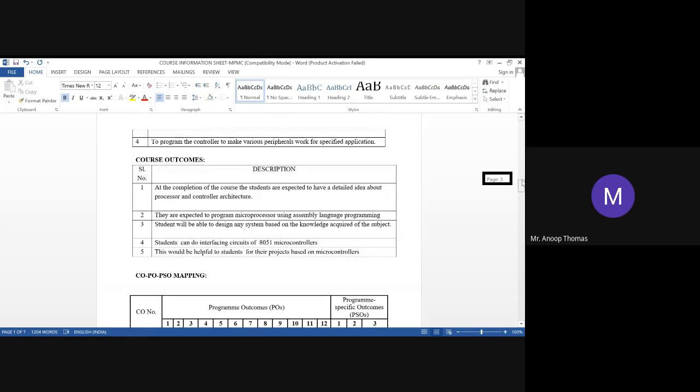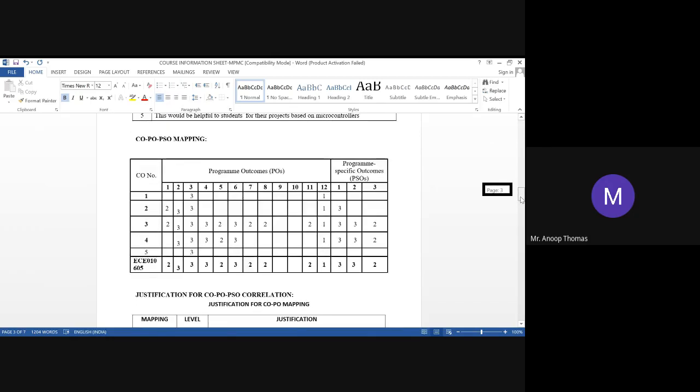Course outcomes: you will be able to understand the processor and the controller architecture, do assembly language programming of the microprocessor, design a system, and do interfacing of the 8051. This will help you in doing microcontroller-based work. So these are the course outcomes which are expected, which you should be gaining once you complete this particular subject.